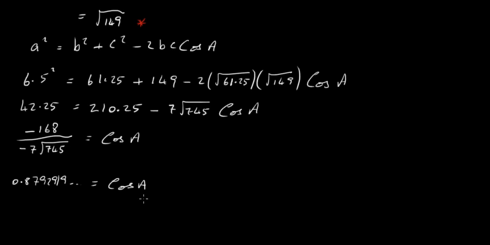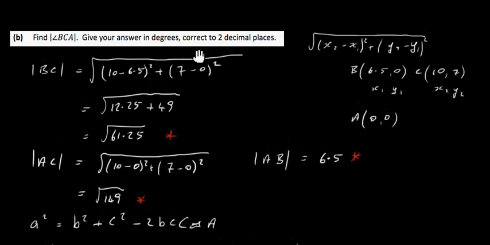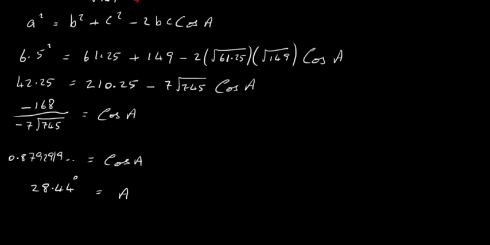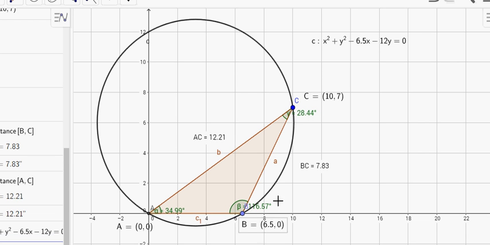So all you've got to do is get the cosine inverse of this number here, and you end up with the angle at A being 28.44. And I think we were asked to do it to 2 decimal places? Yeah, correct, to 2 decimal places. So that's our angle. And if we look at this here, it's actually called C here. I called it A in my question, but I'll just correct that in a second. But the angle is actually 28.44.